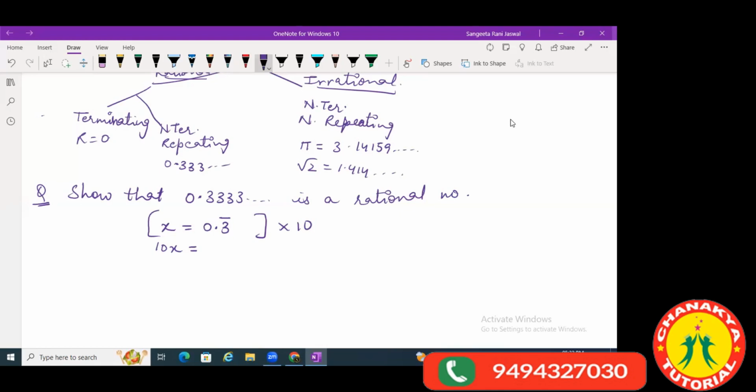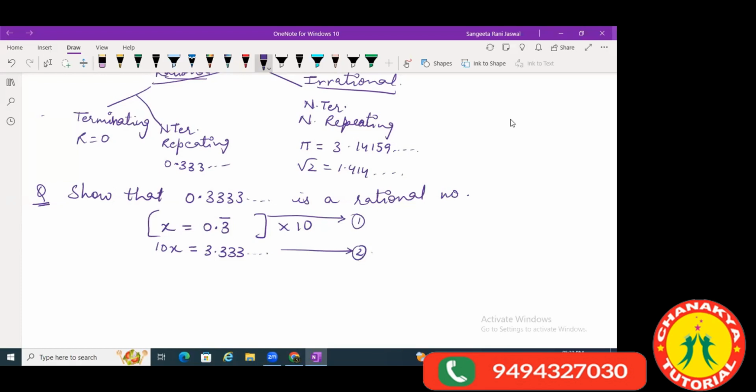Okay. So when this is 0.333, then what does it become? When it shifts one place towards the right, this becomes 3.333, and so on. Is it? Okay. Yes or no? I hope you are understanding this. Now, I take this one as equation number 1. I take this equation as equation number 2.